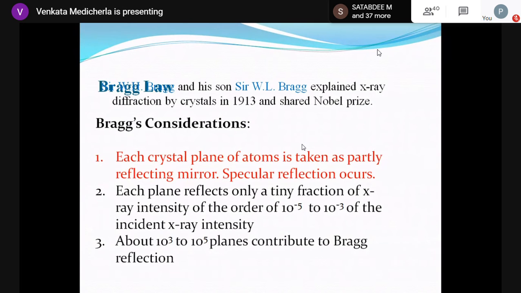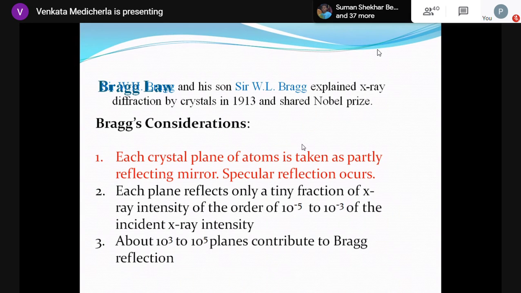That means about 10 to the power of 3 to 10 to the power of 5 planes contribute to Bragg diffraction. Before the intensity completely becomes 0, the X-ray travels through 10 to the power of 3 to 10 to the power of 5 planes. It's a huge number. If it is a very high Z element, it cannot penetrate much, so maybe after 1000 planes it stops. But if it's a light element, it can go further. So it depends on the X-ray energy and also on Z. But don't worry, these are some average numbers we have given.